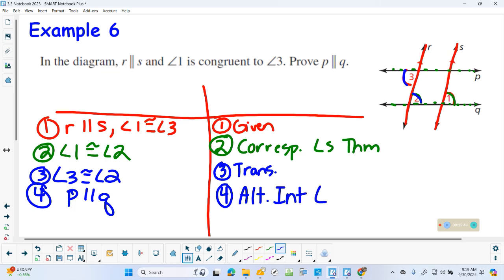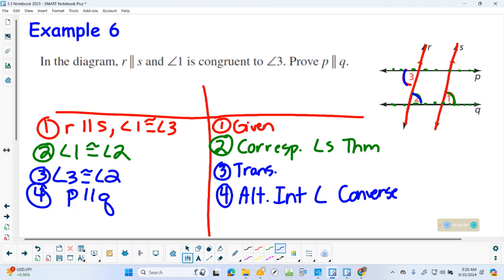Is that theorem or converse? Converse. Good, Cass, because we're showing the lines are parallel. Now, again, like on reason 2, I won't be upset if you don't have the word theorem on there. That's fine. I will be upset if you don't have converse, though, on reason 4. So just make sure when you're showing lines are parallel, that's your converse, okay?